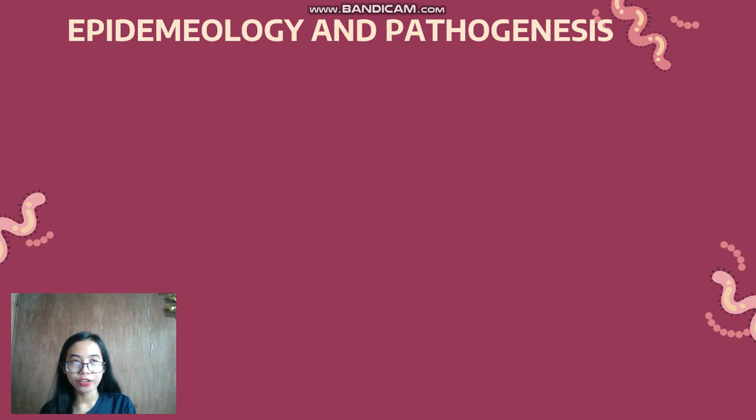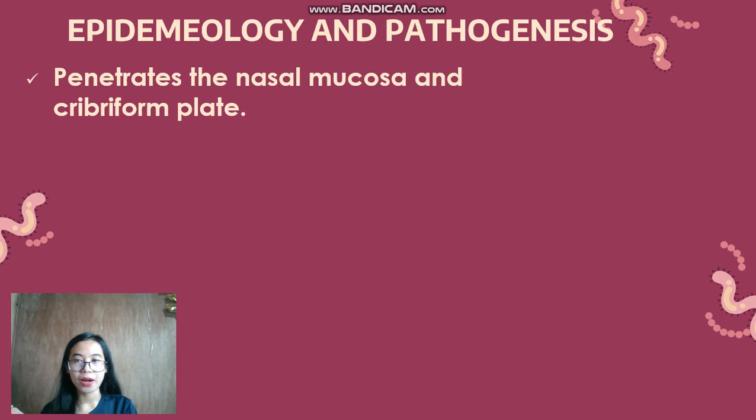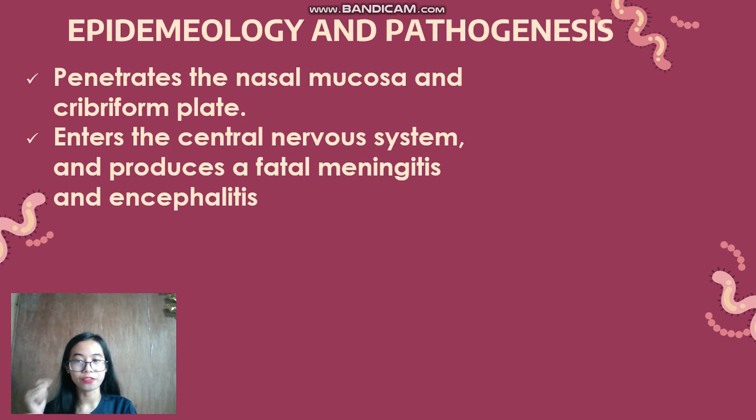Naegleria infection is usually acquired intranasally by swimming in contaminated water. The parasite penetrates the nasal mucosa and cribriform plate. It enters the central nervous system and produces a fatal meningitis and encephalitis. Unlike Acanthamoeba, the parasite produces infection in otherwise healthy individuals, usually children. In some instances, it may be acquired through inhalation of dust containing the parasite.